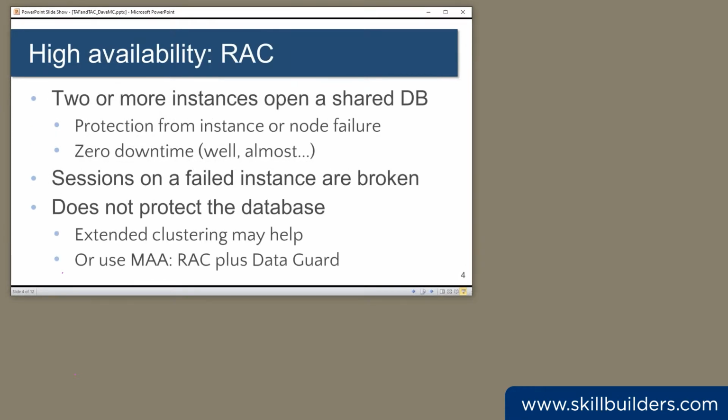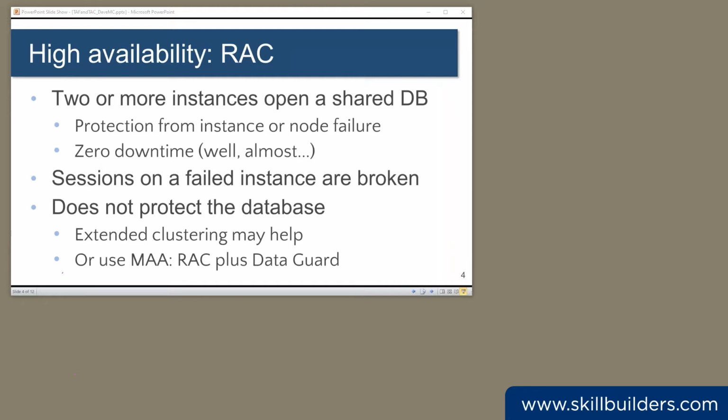Summary of RAC then. It's a bit difficult to summarize RAC in one slide, a bit ambitious. But in principle, all a RAC is, is two or more instances opening a shared database. You've got a cluster of two or more nodes connected in various ways, one instance on each of these nodes, and a database on shared storage. That's all a RAC is, two or more instances opening a database on shared storage.